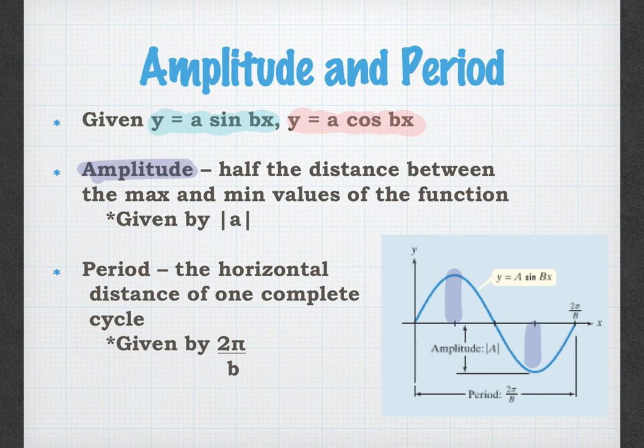The second thing you're going to find is the period, and the period is the horizontal distance of one complete cycle, how long it takes you to go from start to finish on one cycle. And we find that by doing 2 pi over b. So amplitude is the absolute value of A. Period is 2 pi over b.